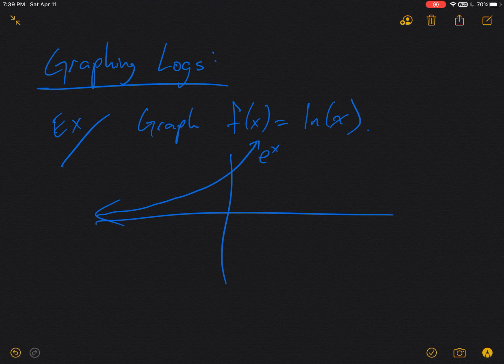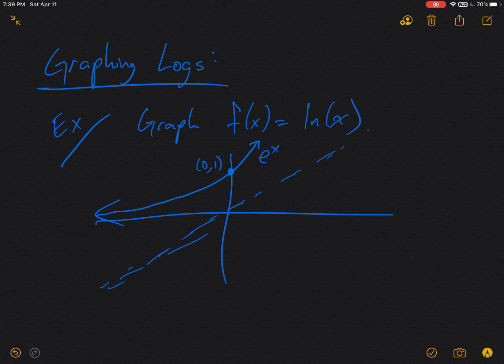We saw in the last section that e to the x has a picture that looks like this. And we also know that e to the x is the inverse function of ln of x. We saw in the last section that it always goes through the point 0, 1, because e to the 0 is 1.